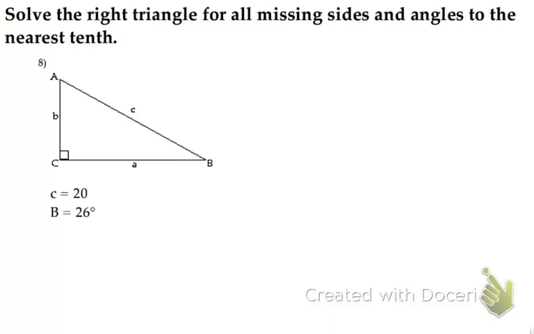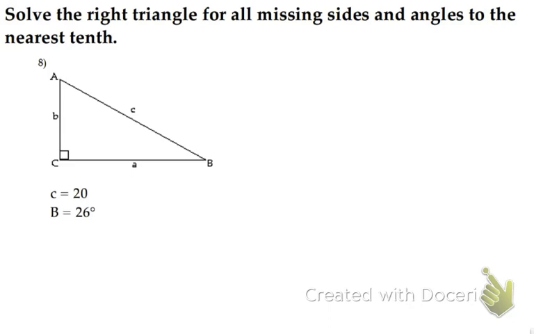I've got an example to share with you on how to solve a right triangle for all the missing side lengths and angle measurements when you're given a few of them to start with. So here's a right triangle. You'll see the capital letters label the angles, and then the lowercase letters are the labels for the sides.